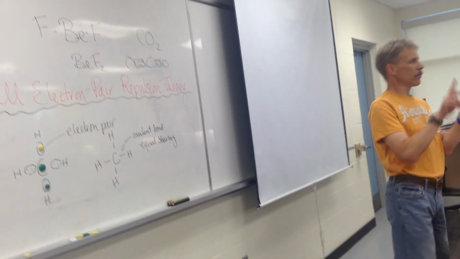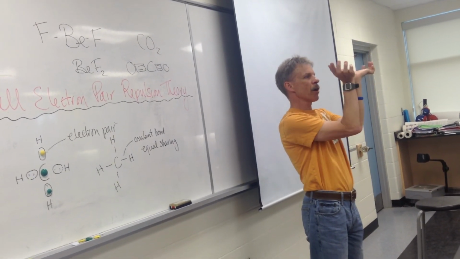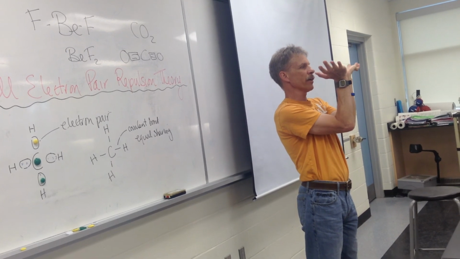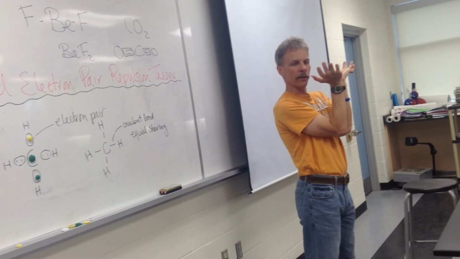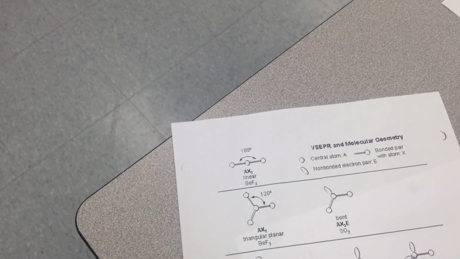Because the electrons will pull it apart, it actually lays flat, so it's linear. So the shape is linear. Okay, and then we go to the next one. So pull three of them together.